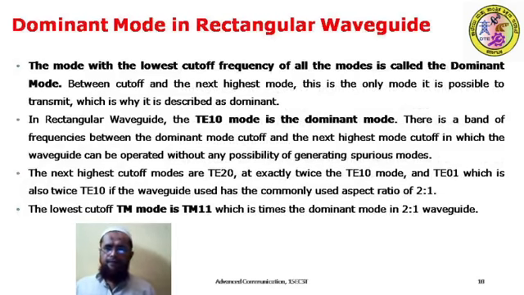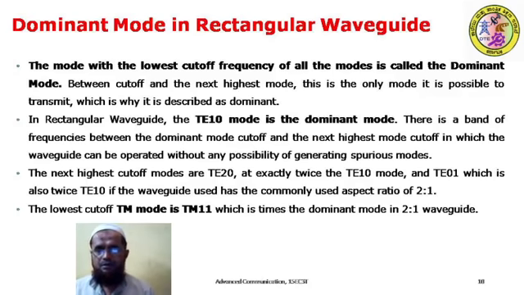Now, in the previous slide itself, I told you what the dominant mode is. Why do we call it a dominant mode? I earlier told you, in dominant mode the signal degradation is minimal. We get maximum energy, with the entry and exit point energy almost equal. Here it is defined as: the mode with the lowest cutoff frequency of all the modes is called the dominant mode.